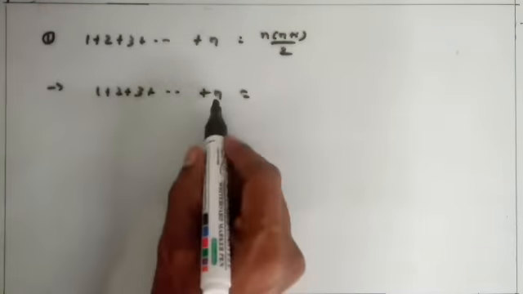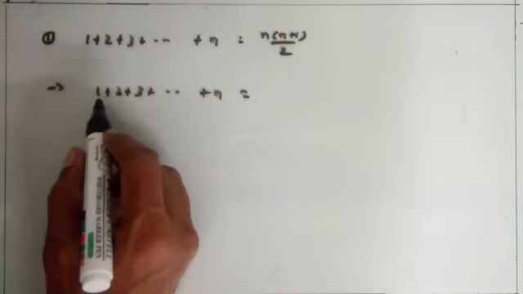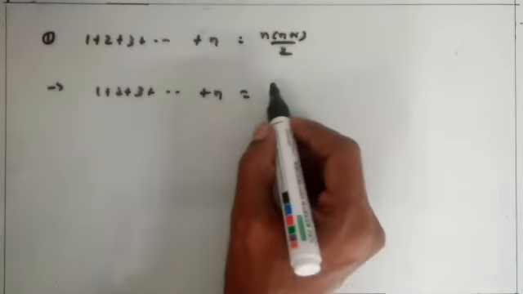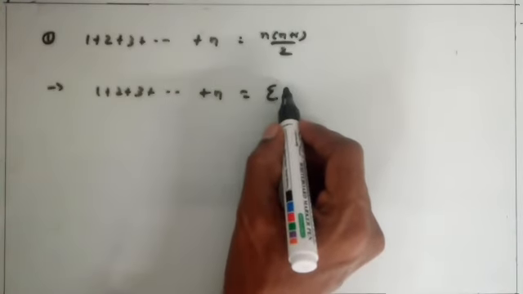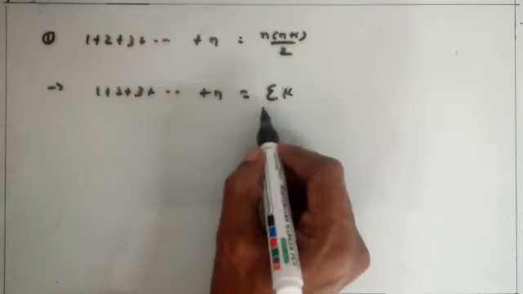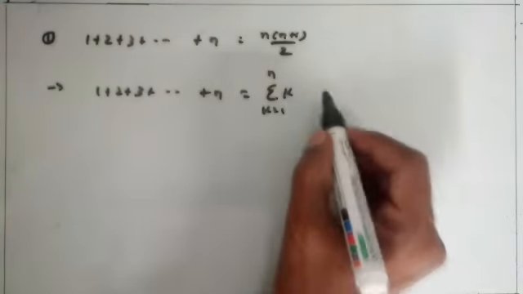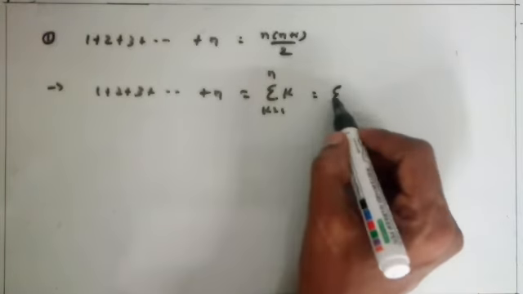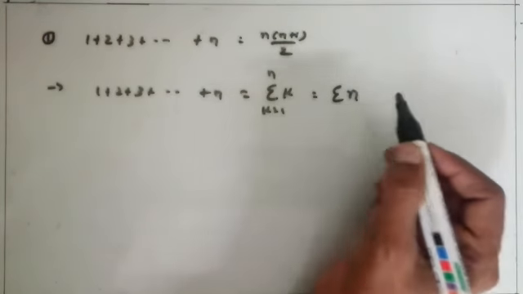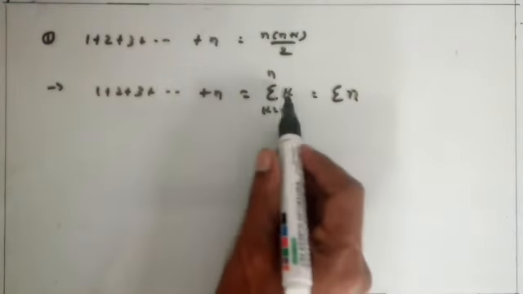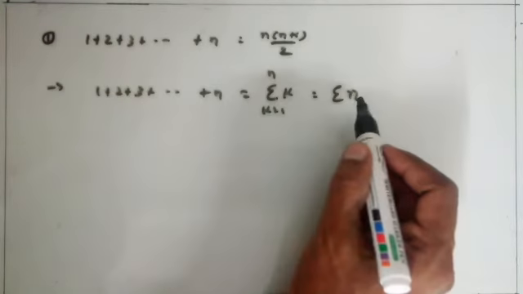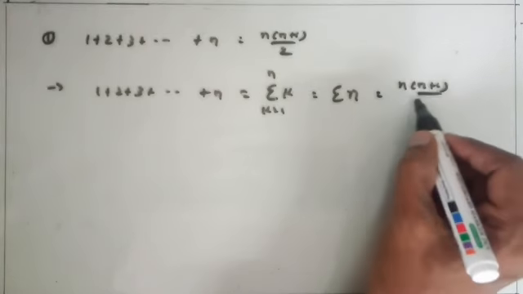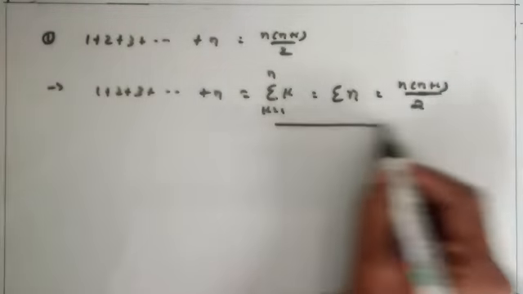The sum of natural numbers from 1 to n is also denoted by sigma k, k equal to 1 to n, and in short it is denoted by sigma n, where n is the last number. So remember: sigma k, k equal to 1 to n, or sigma n, is equal to n(n plus 1) by 2. This is an important formula.